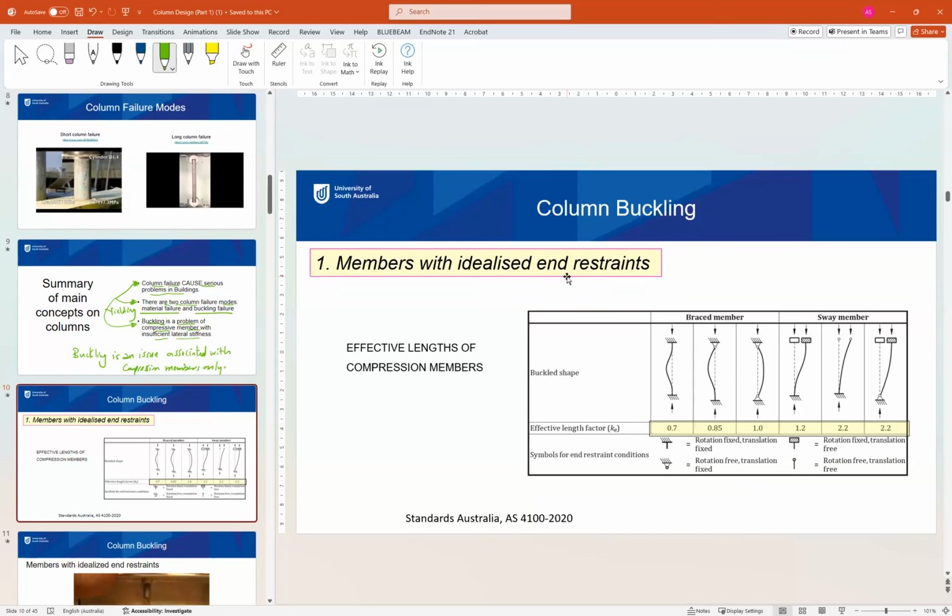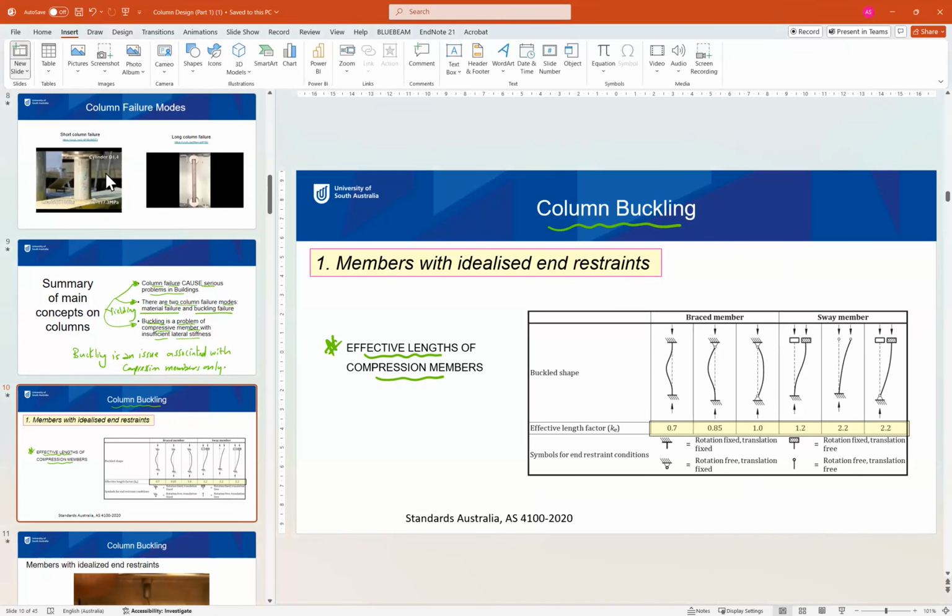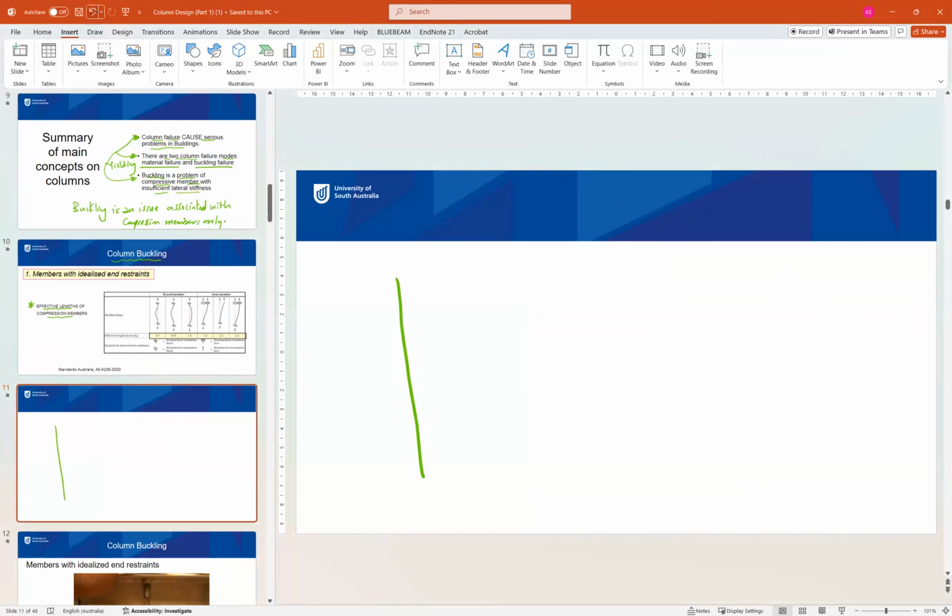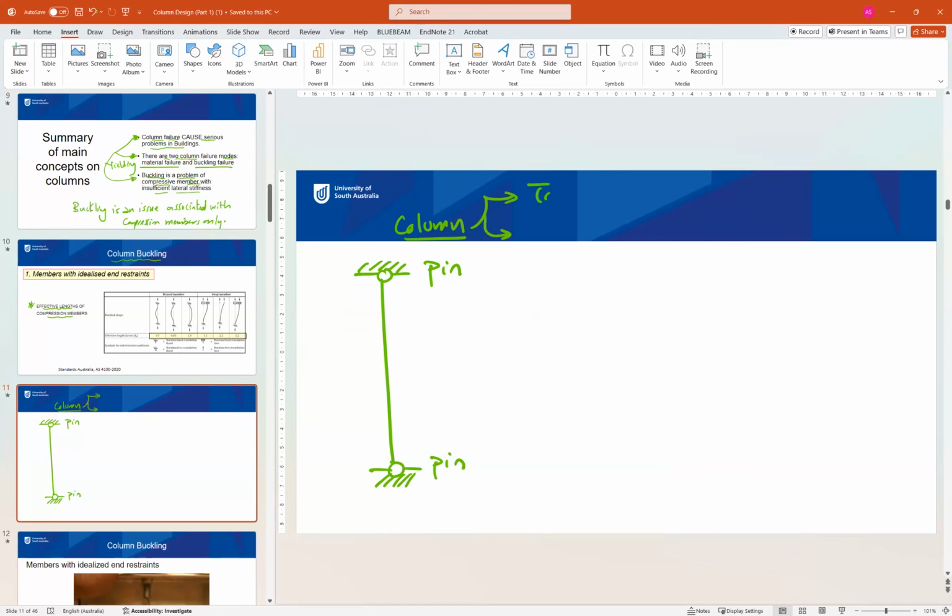Now, when we are designing a column, we need to consider the column buckling in our design. So we need to know how the buckling looks in the members. In this table, this is what we call the effective length of compression member. So as you know, any column should have support at the top and at the bottom. So each column has two ends, top end and bottom end.